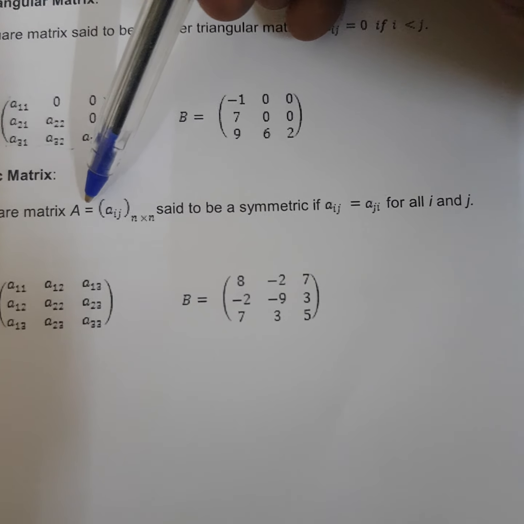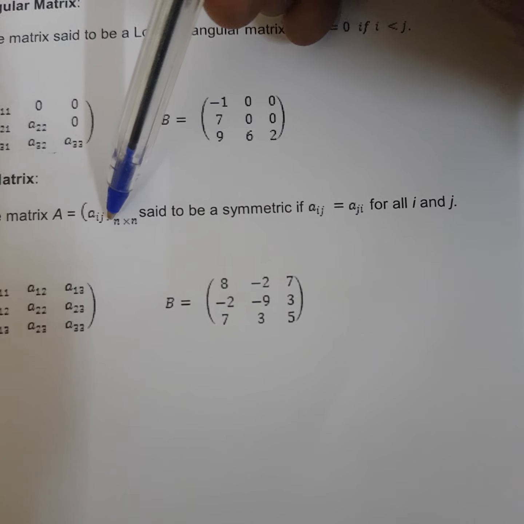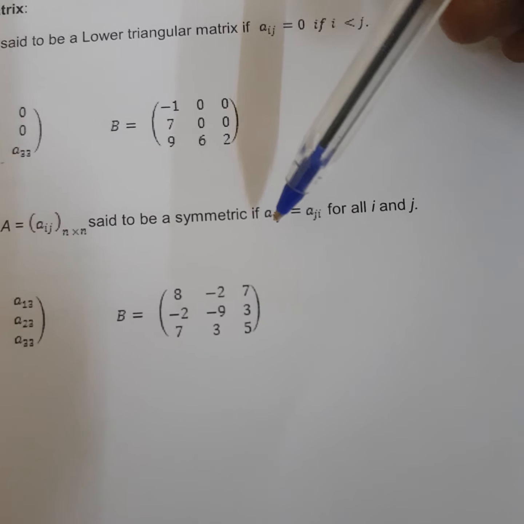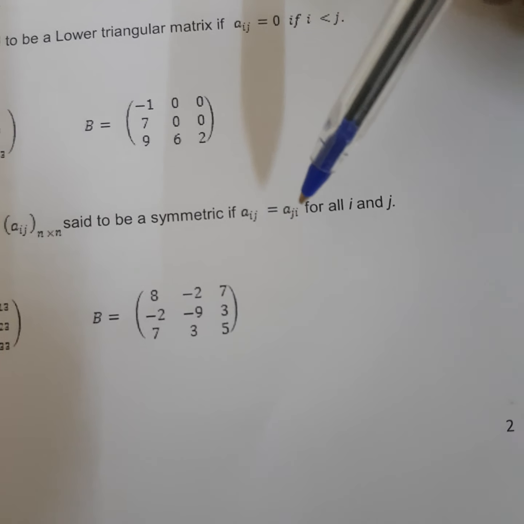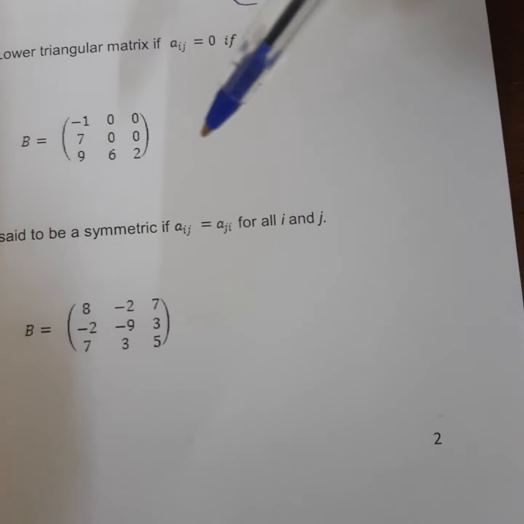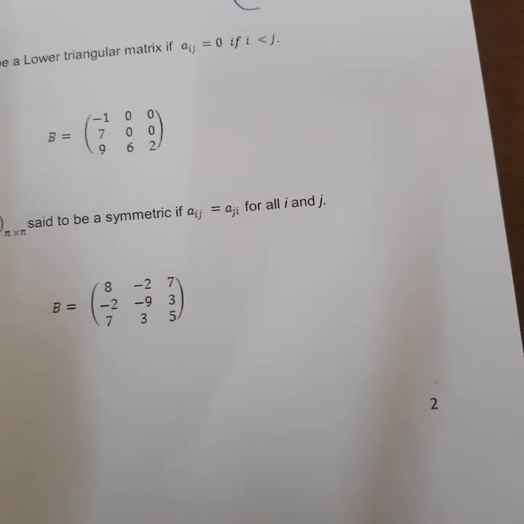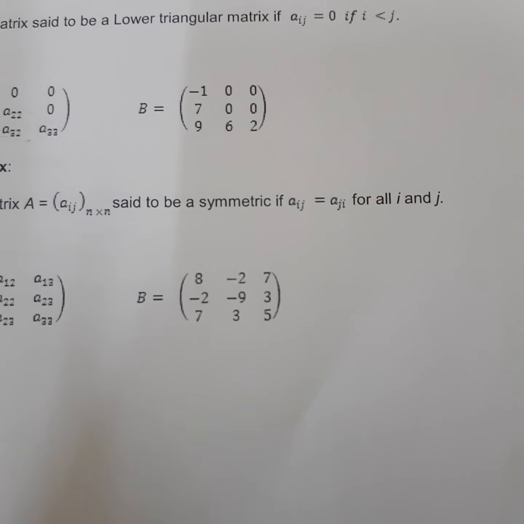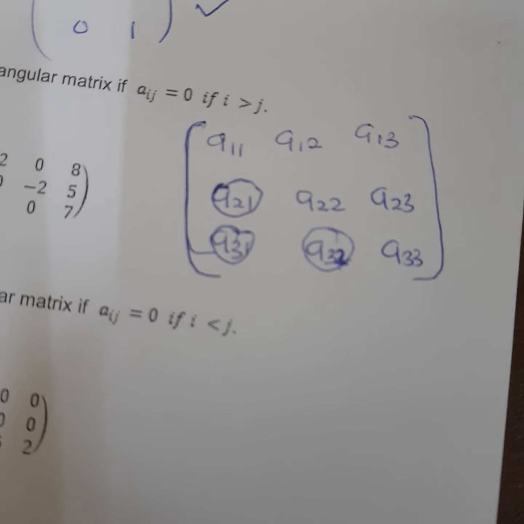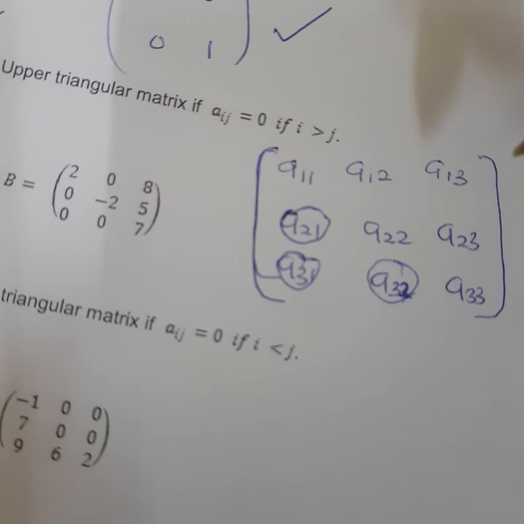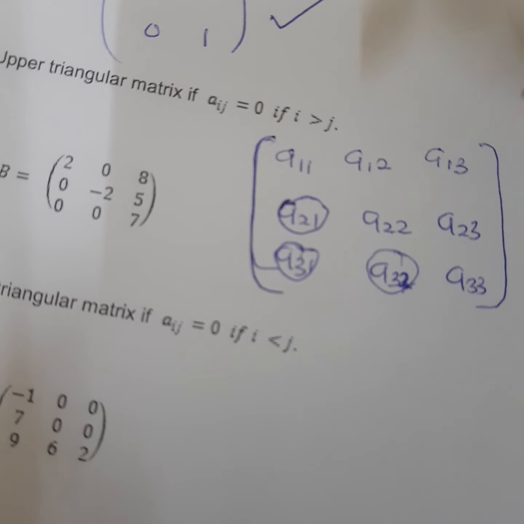A square matrix A equal to a_ij is said to be symmetric if a_ij is equal to a_ji for all i and j. So this is also simple. Let me explain this to you, using what I've just written here, before I come to the real thing. What they are saying is that a_ij is equal to a_ji. It's the same thing.